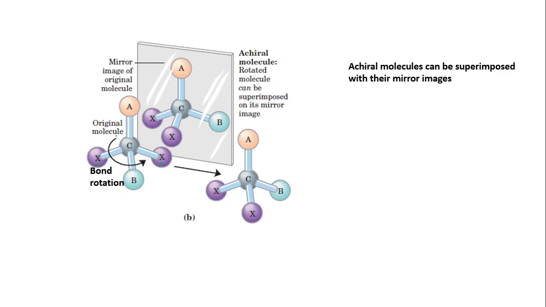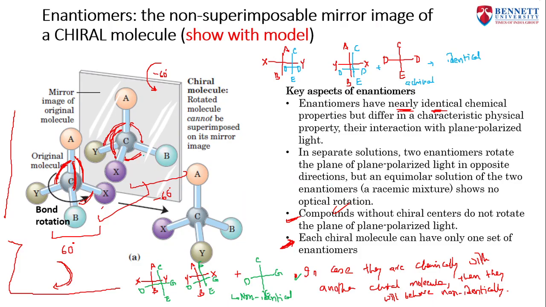So if you rotate this particular bond, this X and X can be brought here, and this is identical with its mirror image. So this differs with this one, where even if you do any kind of bond rotation or whatsoever, it is not going to be identical with its original one. So this point I will show with a model, because it is a little difficult to show without a model, the superimposability.